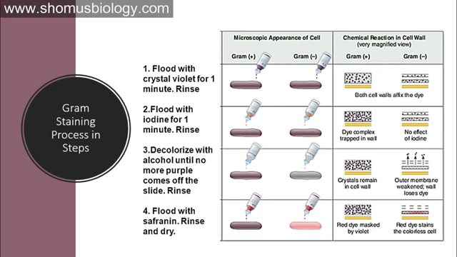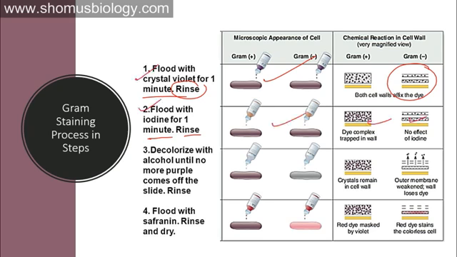Now the first step is flooding with crystal violet for 1 minute, and then we rinse it, because we hope that both of them will take the color, and that's true, both of the cell walls take the color, and the cell membrane also takes the color in case of the gram-negative, as you can see here. The second step, flood it with iodine for 1 minute and then rinse. Iodine will help in stabilizing the crystal violet complex, because iodine and crystal violet form a large complex that cannot be removed even after rinsing.